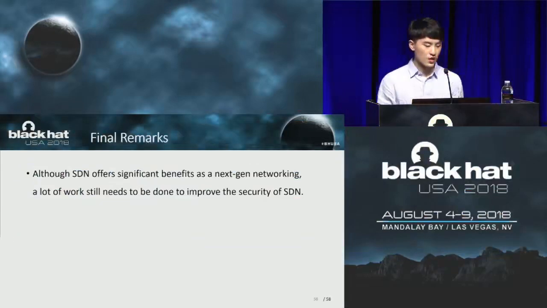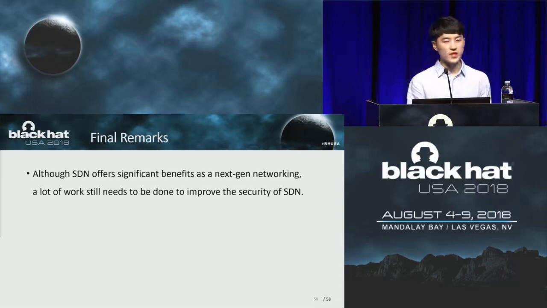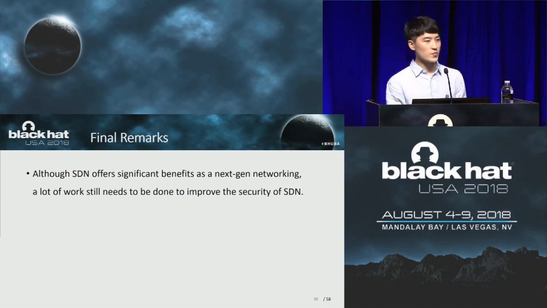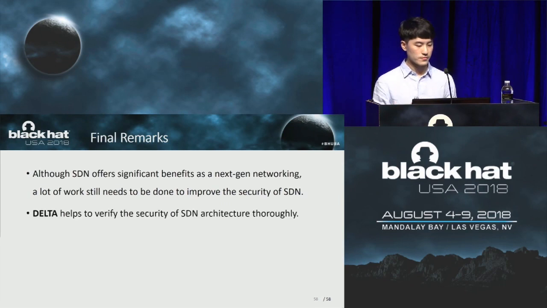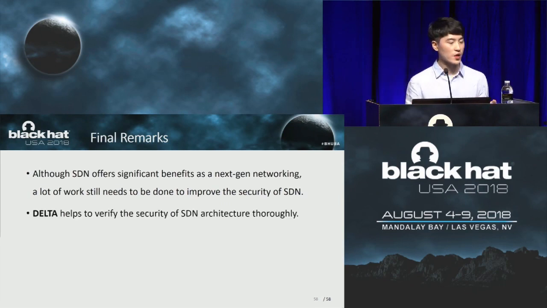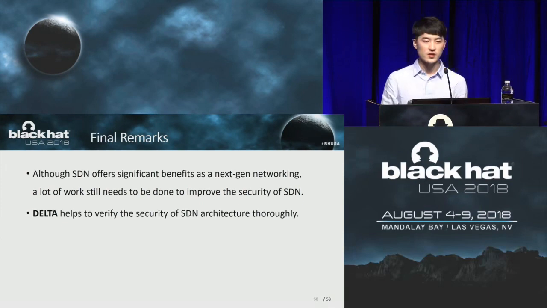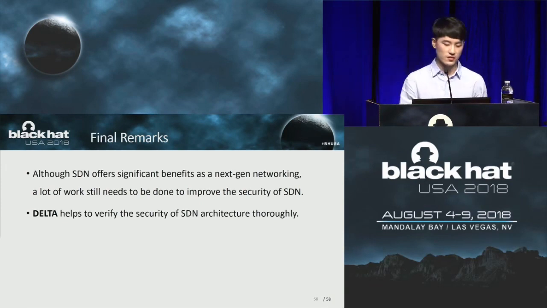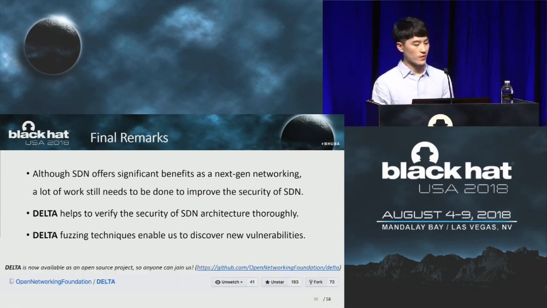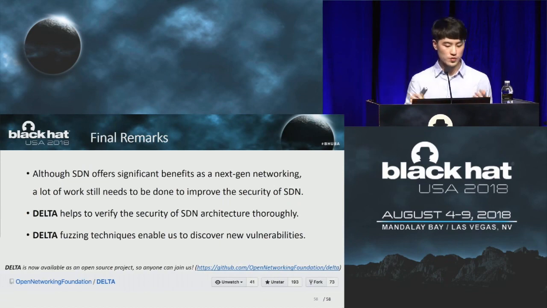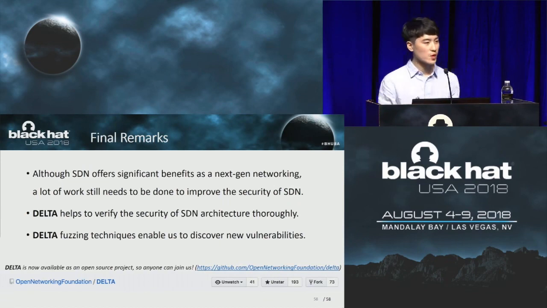So in conclusion, we all know that SDN is known as a next generation networking because it has significant benefits over traditional networking. But still, there are a lot of vulnerabilities, so we need to improve the security of SDN. With the help of Delta, we can systematically conduct pen testing against the entire SDN architecture. And the fuzzing techniques of Delta allow us to find new vulnerabilities. Our tool is now available as an open source project, so please visit our GitHub and join us.